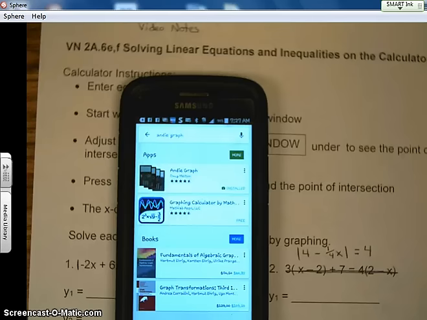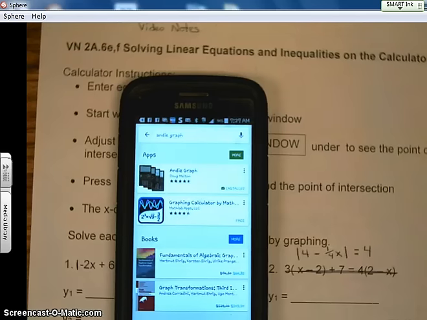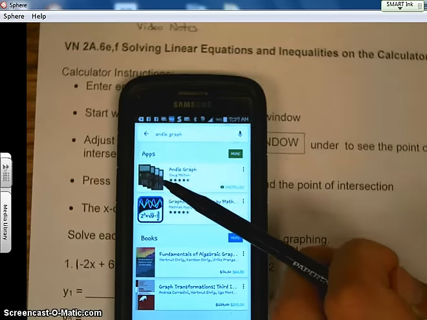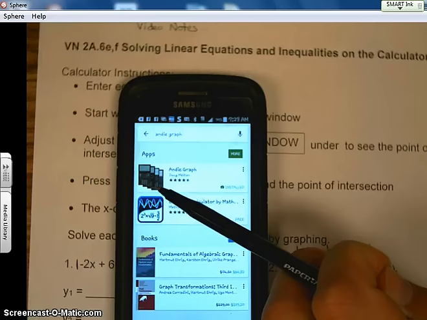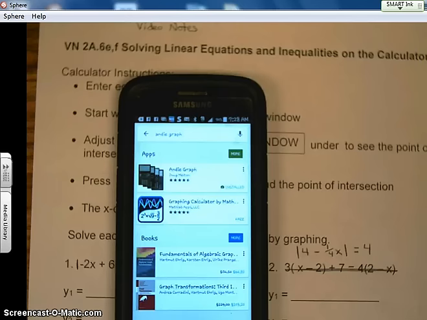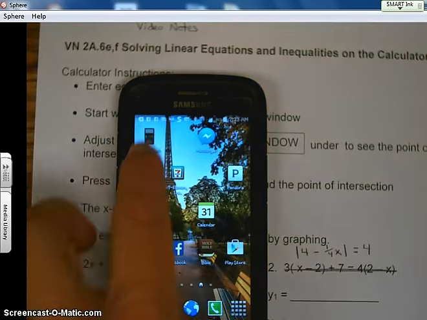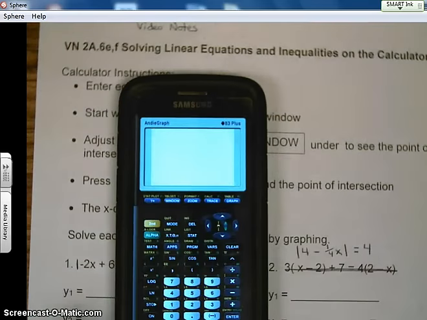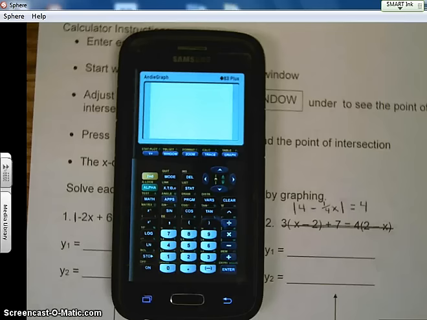So I know a lot of you don't own your own calculator at home, so I want to give you some options. There's an app that you can download on your phone called the Andie Graph. There's the name of it right here, Andie Graph. And here's what the app looks like. So, it's an option. You can download this if you would like to have a graphing calculator at home. Let me show you what it looks like here. See, looks just like our calculator that we use in class. So there is one option for you, okay?